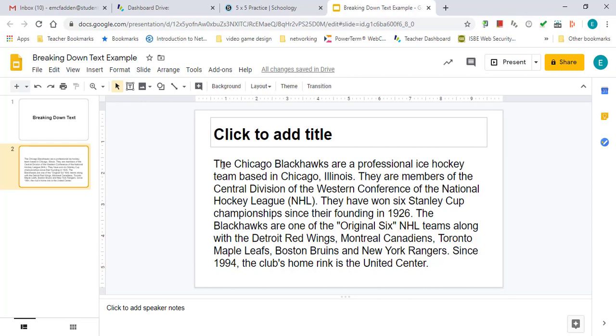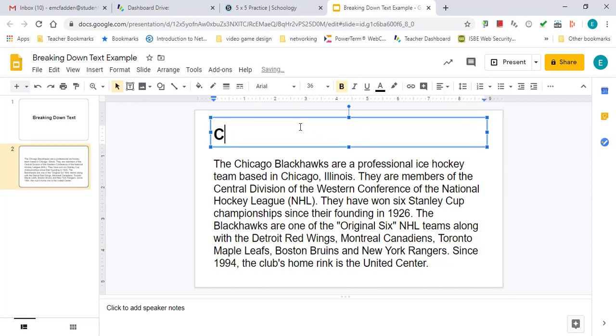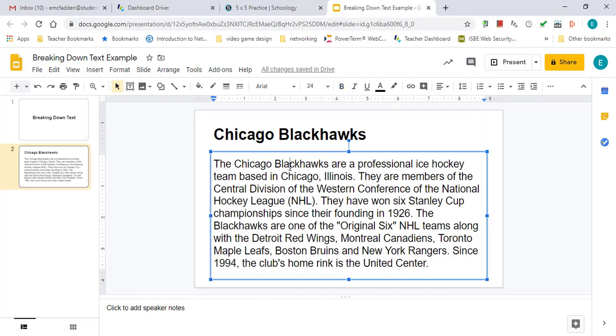And let's even back up. If we know that the entire slide is going to be about Chicago Blackhawks, a good title for this slide is probably going to be Chicago Blackhawks. So the Chicago Blackhawks are a professional ice hockey team based in Chicago, Illinois.